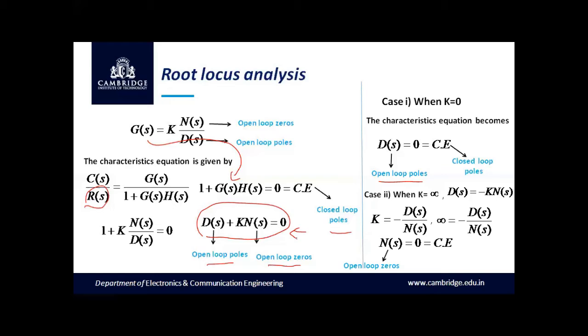Hence, when k is equal to infinity, it is very clear that the characteristic equation is equal to the open loop zero. And this is the reason the rule has been stated as: for n number of branches, it starts from the open loop poles at k equal to 0 and it terminates at the open loop zeros at k equal to infinity. And this has been proved here. Let us take a few examples and justify the statement.